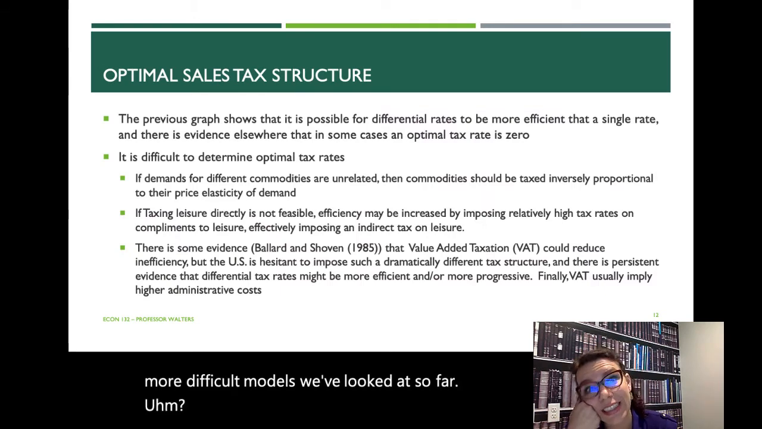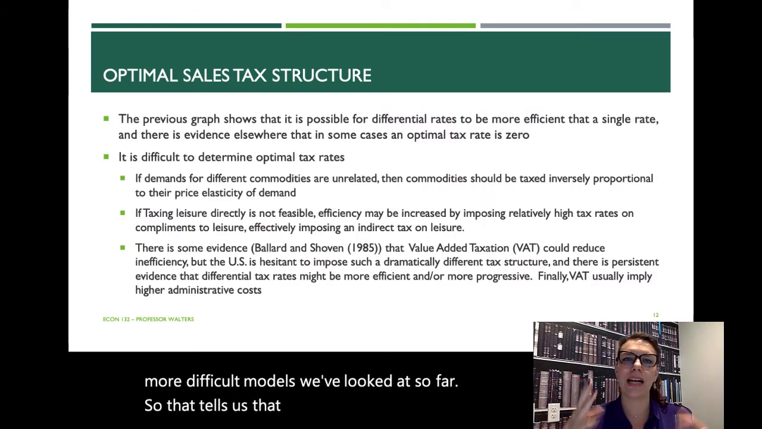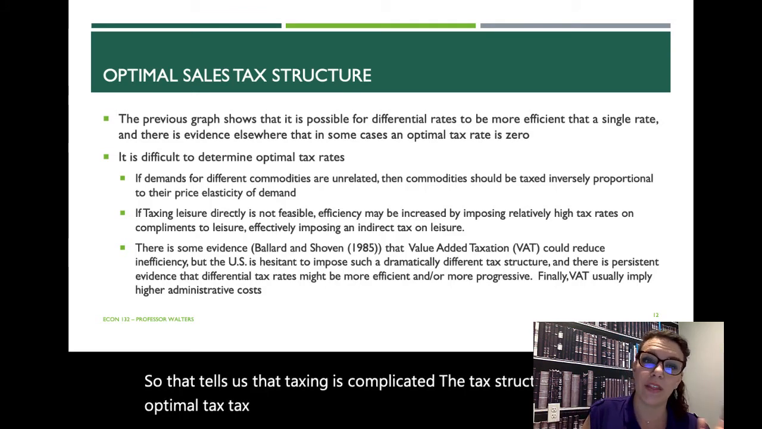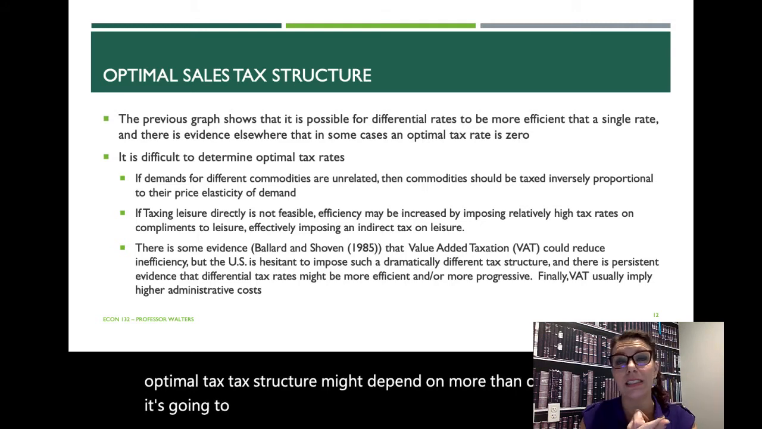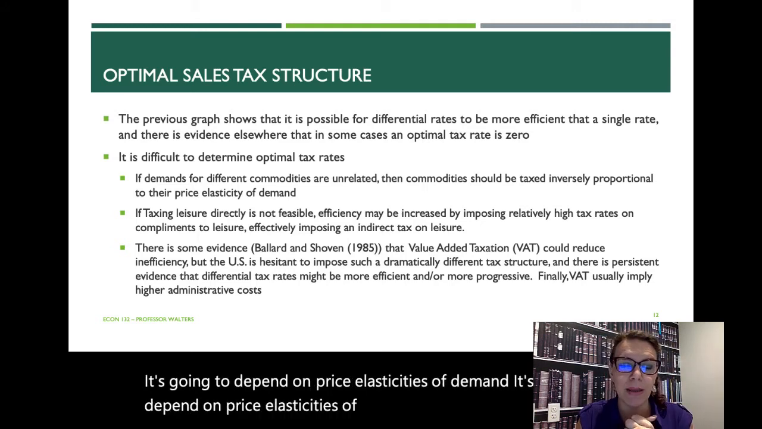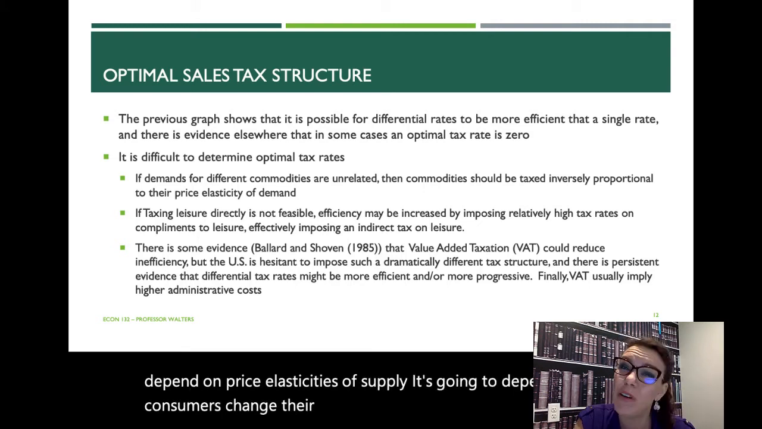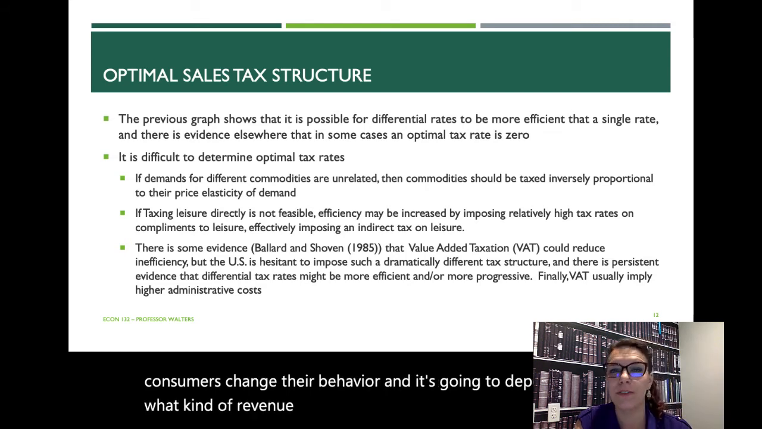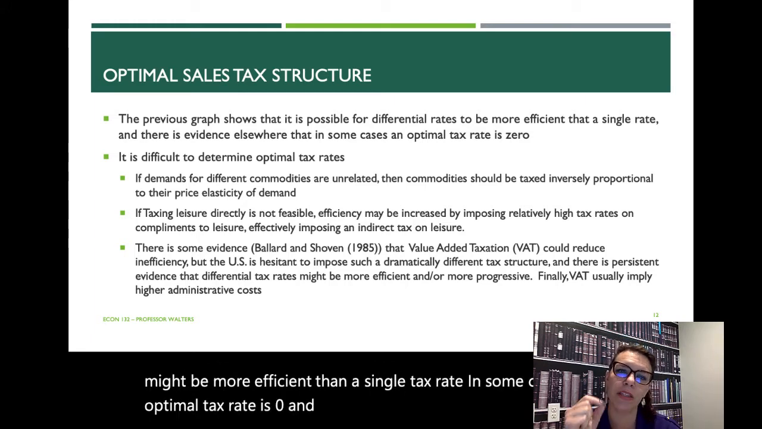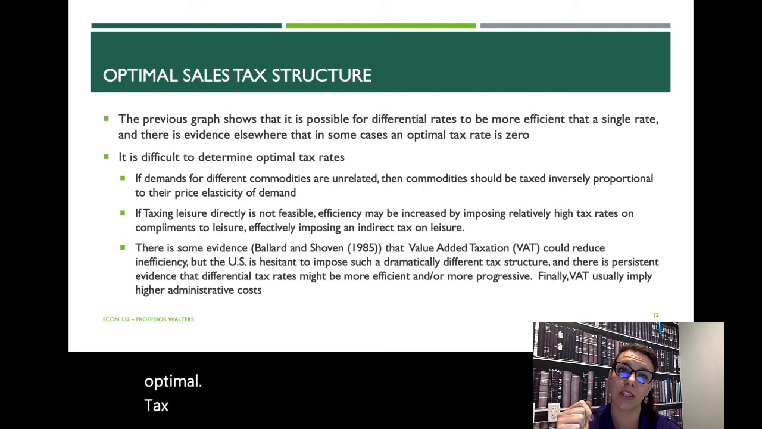So that tells us that taxing is complicated. The optimal tax structure might depend on more than one thing. It's going to depend on price elasticities of demand. It's going to depend on price elasticities of supply. It's going to depend on how consumers change their behavior. And it's going to depend on what kind of revenue we're looking for. So the differential tax rates might be more efficient than a single tax rate. In some cases, the optimal tax rate is 0. And it's really difficult to determine the optimal tax rate. We don't necessarily know that.